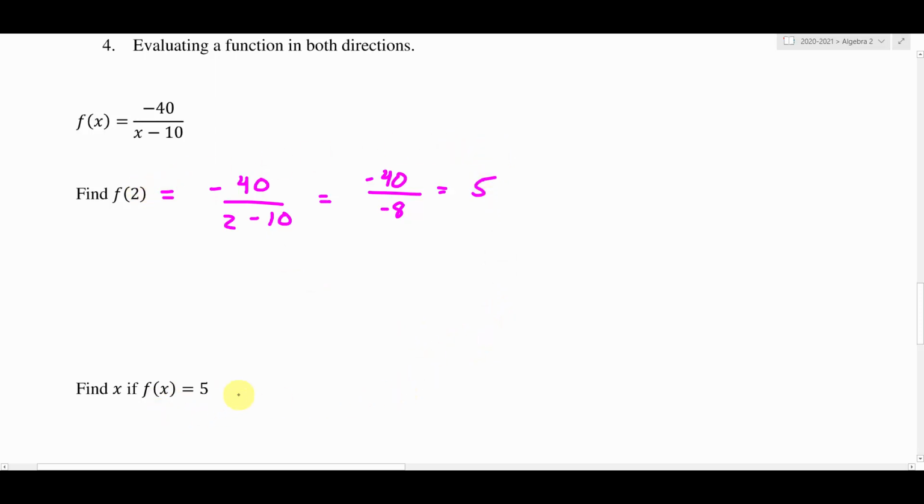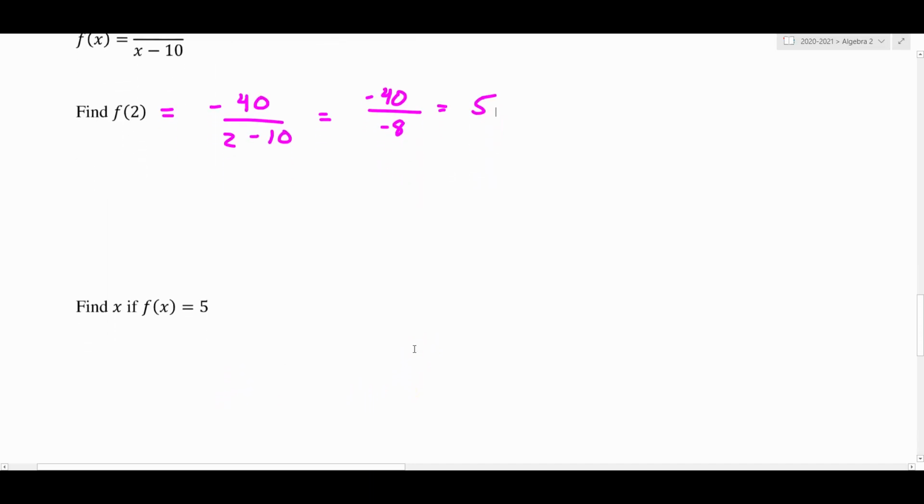All right, now this one down here looks a little bit different. You'll notice that the number they gave us is not an input. It's not the value that's inside of the parentheses. This is an output. So this is what we want to get out. So I'm going to say negative 40 over x minus 10 has to equal 5. I want to get the 5 out. I don't know what x is. This is what I have to solve for.